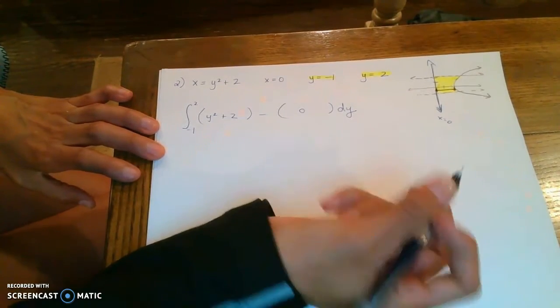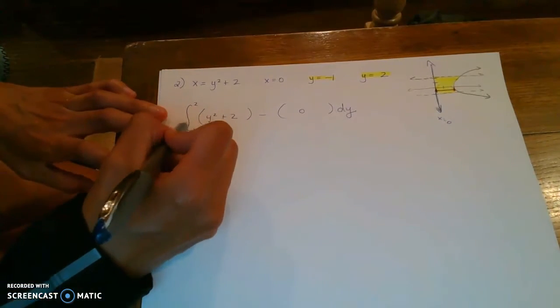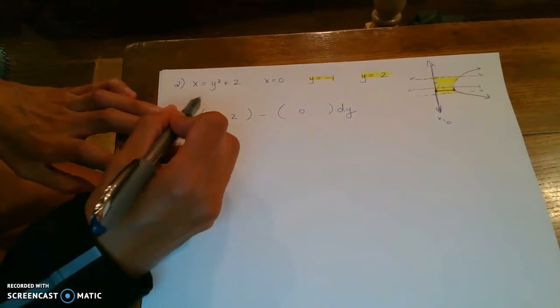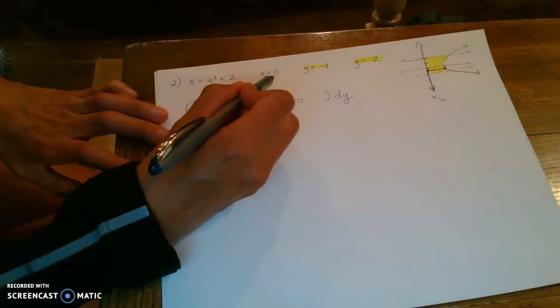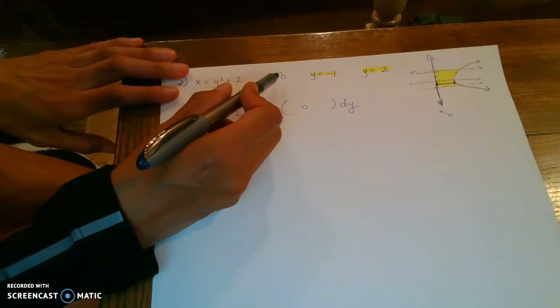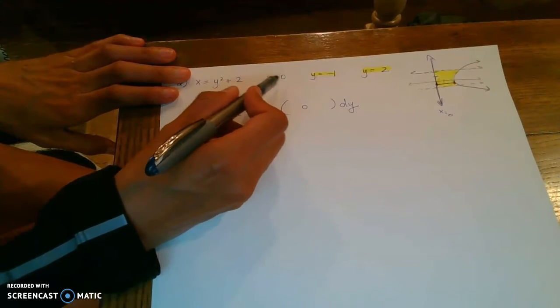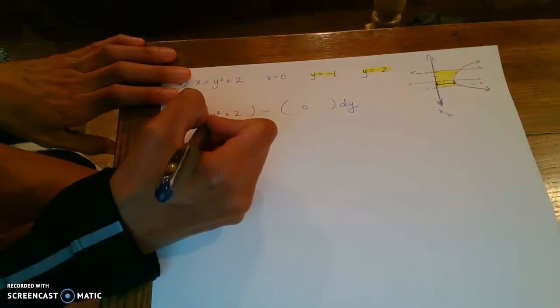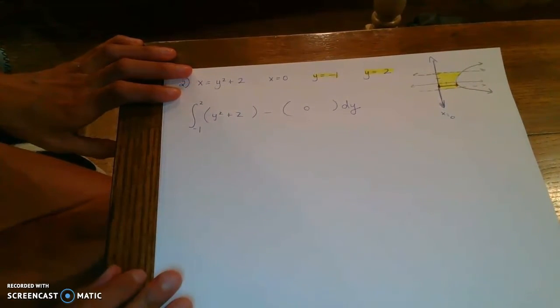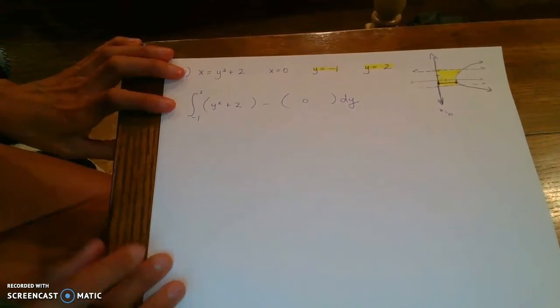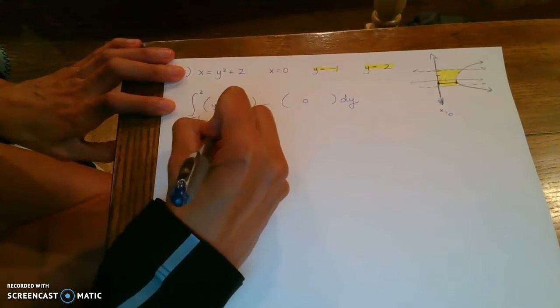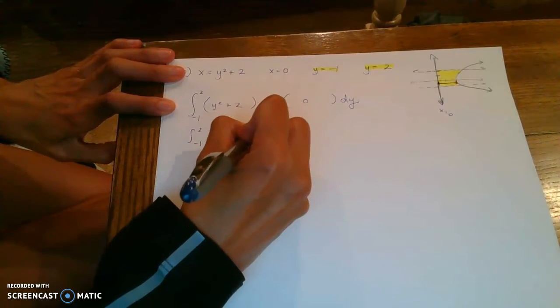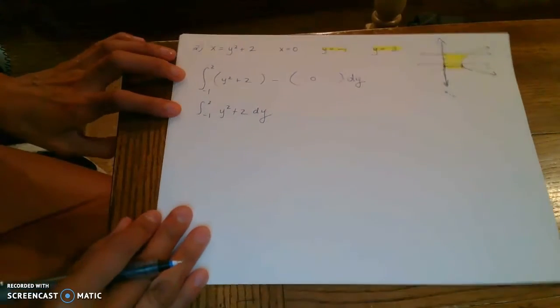Now say you weren't sure, you could just plug in 0 because that's a value in between negative 1 and 2. If I plug in 0 here, I'm going to get 2. If I plug in 0 here, well, there's nothing to plug in. There's no y that I could plug into, so it's still 0. The 2 is bigger, that's why that one comes first. So now this is the correct setup. I'm going to clean it up. It's the integral from negative 1 to 2 of y squared plus 2 dy, and now I'm ready to integrate.